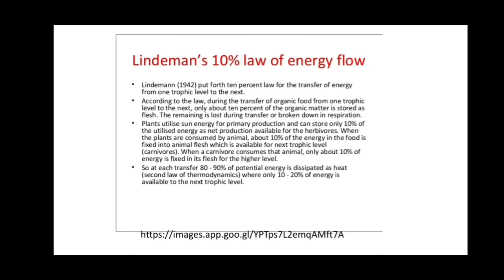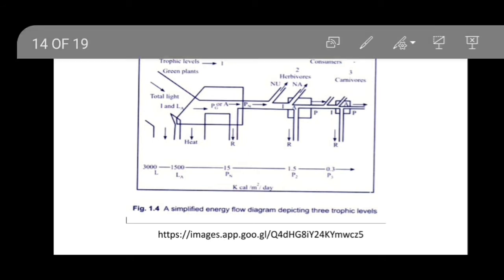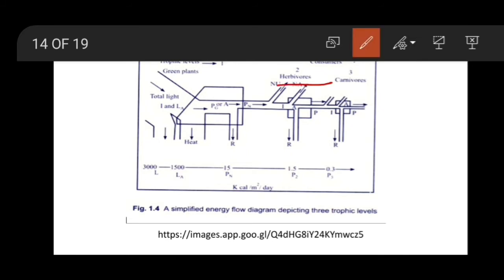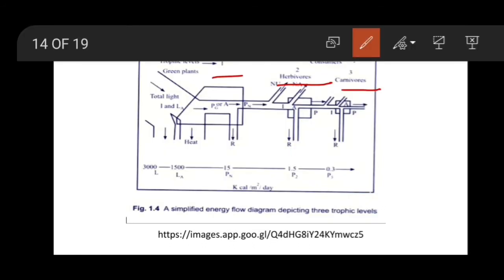According to this law, during the transfer of organic food from one trophic level to the next, only about 10% of organic matter is stored as flesh or in the form of food, and the remaining is lost during the transfer or broken down in respiration. Here you can see the simplified flow diagram depicting the three trophic levels: the herbivores, carnivores and the producers. You can see here the pipes and the boxes.